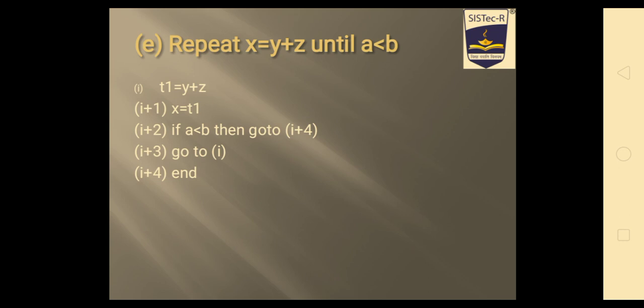Next one, repeat x equals y plus z until a less than b. It is the opposite of while, you can say. So first just write the three-address code for x equals y plus z. So T1 equals y plus z and x equals T1. This is the three-address code for x equals y plus z. Now you have to check the condition. If the condition is satisfied, then go to end. If the condition is not satisfied, then you have to move to the three-address code again.